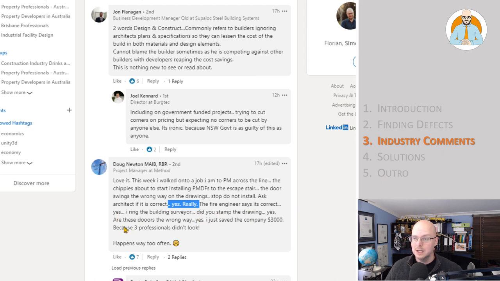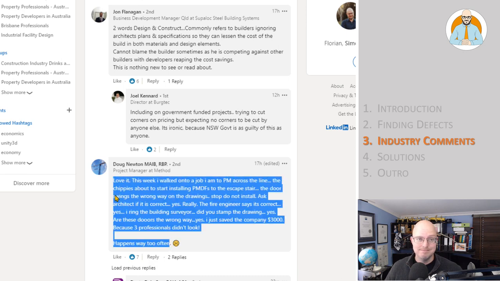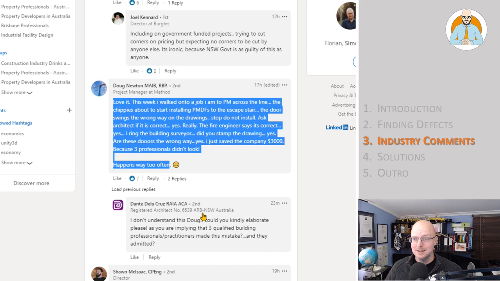Did you stamp the drawings? Yes. Are these doors the wrong way? Yes. I just saved $3,000 because three professionals didn't look. Happens too often. There you go. That's pretty bad. That's pretty bad.